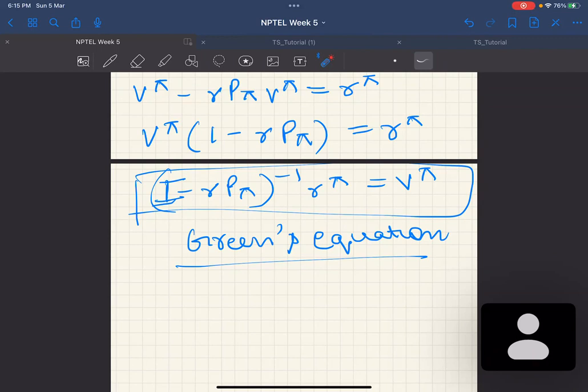if I talk about this thing, wait a second. This P pi, I told you it is a stochastic matrix, and the largest eigenvalue for a stochastic matrix is 1. I'll write the points here.